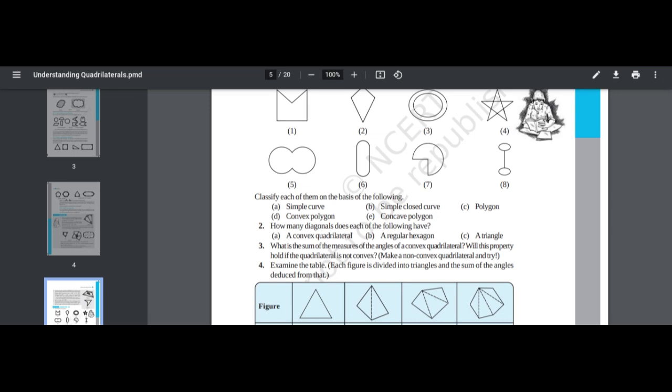The sixth one also doesn't look like a polygon. Figure 6 is a simple curve and simple closed curve, so it belongs to A and B. Very good. It doesn't belong to the polygon, and if it doesn't, then it cannot belong to convex and concave polygon either. Now the figure 8. It is the figure 7, right? Yes. What does the 8 diagram show?